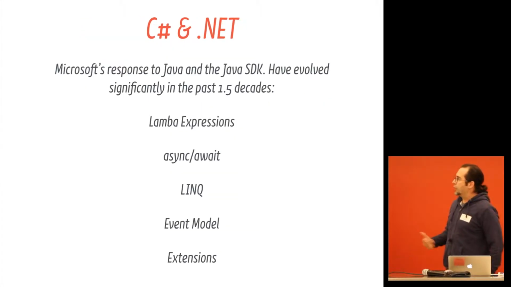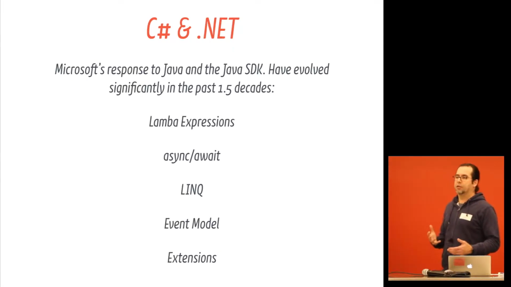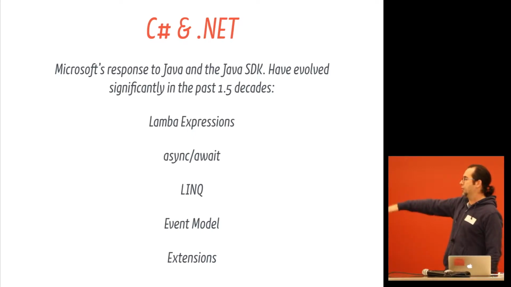Okay, so I want to say a few words about C# and .NET. Again, they've been around for about 15 years. Originally, they were Microsoft's response to Java and a Java SDK, so they share a lot of similarities in both the language and the library. C# has really evolved over the years, so there's lots of modern things in it.